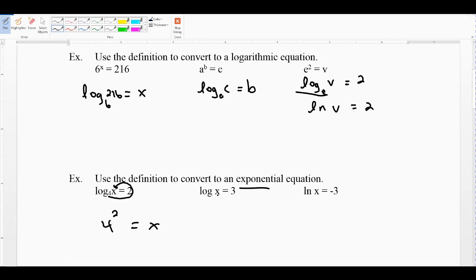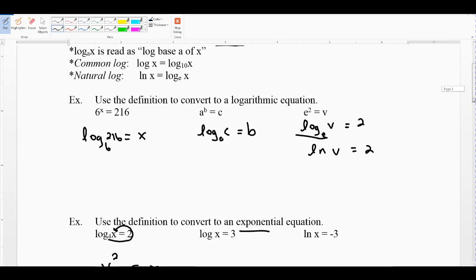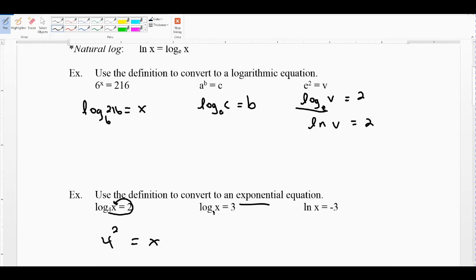Now on this one, you don't see a number or a base. If you don't see one, that's called the common log. And remember, common log has a base of 10. So if you want to, and I recommend this, write it in. So now start with the base, which is 10. Log equals exponent of 3. And then what's left over is what the expression equals, x.